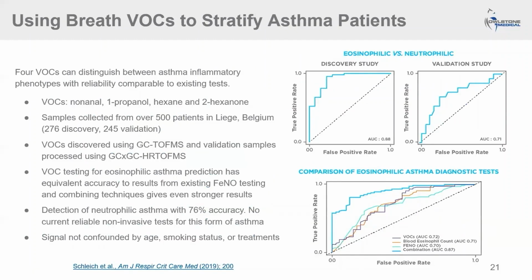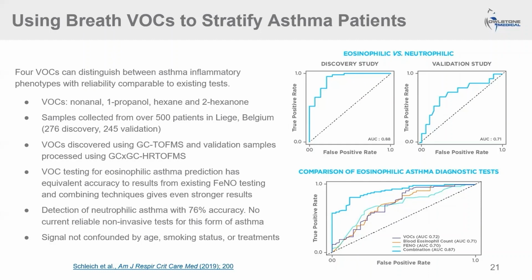The study demonstrated that 4 exhaled breath VOCs could distinguish between asthma inflammatory subtypes with reliability that was comparable to existing tests. In the upper right, we see that a small subset of VOCs showed good performance in discriminating between eosinophilic and neutrophilic airway inflammation in both the discovery and validation studies. In the lower right, we see that the small subset of VOCs can also discriminate eosinophilic asthma from other subtypes of asthma, including both neutrophilic and paucigranulocytic asthma, the latter of which has normal levels of both eosinophils and neutrophils in the sputum.